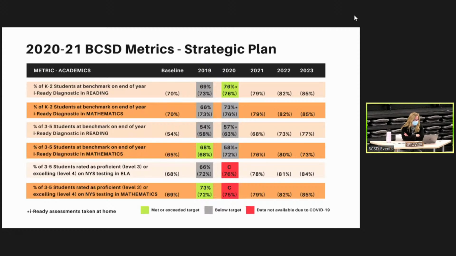Some of these, the iReady data is the June data, where students took the assessments at home. We did do a fall assessment, so we're looking at comparative data to see how we performed. And you can see any of the 3 through 8 testing, because the state didn't administer those, that's noted with a C for COVID.